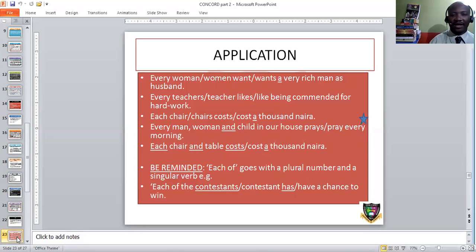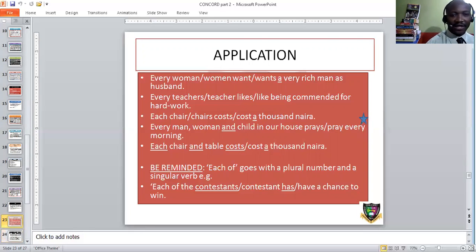Each chair and table costs, of course. Because "and" is here, that doesn't mean we have to use plural. Each chair, one or any of them, costs, singular. Be reminded that "each of" goes with a plural noun and a singular verb. Each of the contestants, plural, has a chance to win. Plural noun, then go down with a singular verb to complement it.